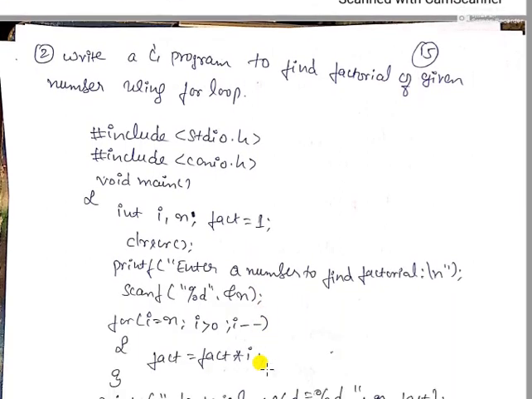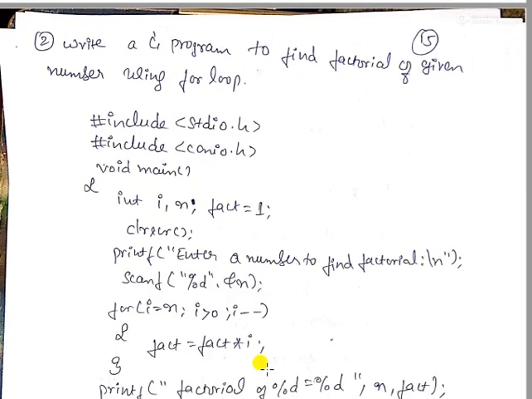Write a C program to find the factorial of a given number using a for loop. Using a for loop, write the factorial. This program we already wrote using a while loop, so now we write it using a for loop. Same thing, but there is a small difference. The small difference is that we write the initialization, expression checking, and updation in a single statement.